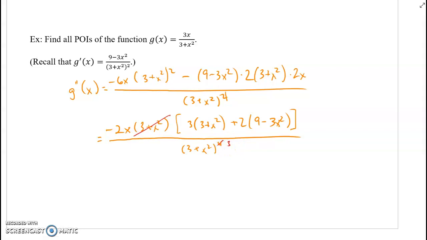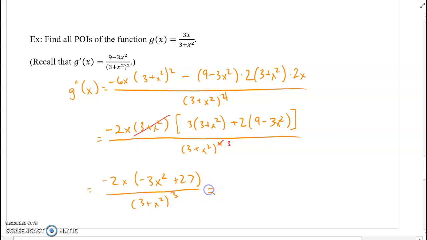And we can simplify in the square bracket there. So let's see, we've got 3x squared minus 6x squared is minus 3x squared. We've got, let's see, a plus 3 and a plus 9 and a plus 18 is a plus 27. And then that's still over 3 plus x squared, this time to the third power. Maybe I should factor out a negative 3 here, so that negative 2 becomes a positive 6. And when we are left with that, we get x squared minus 9 on the top. And we've got 3 plus x squared cubed on the bottom.